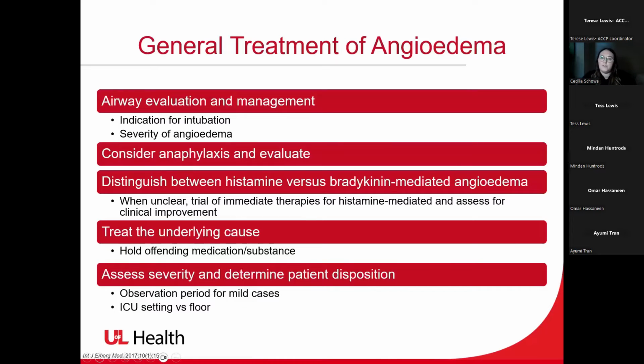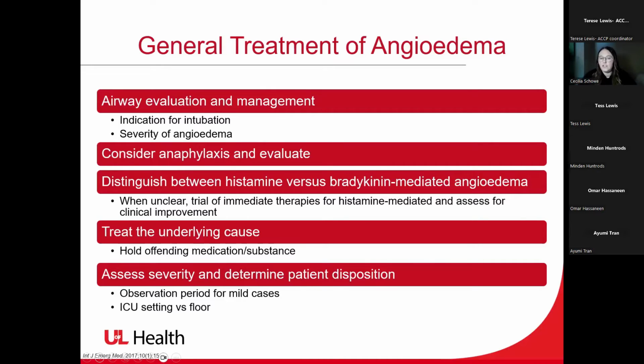When we think about the general treatment of angioedema, one, we're going to start with our ABCs, so airway evaluation and management. Do patients have an indication for intubation based on how severe their angioedema is, which we'll talk about a classification tool for in a minute. We're going to consider anaphylaxis and evaluate. So really trying to distinguish, is this histamine mediated or is it bradykinin mediated? And a lot of times this can be really hard to do up front. It's more looking at those risk factors and do patients have a risk factor for being one or the other?